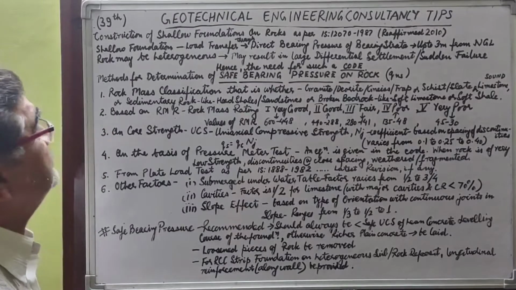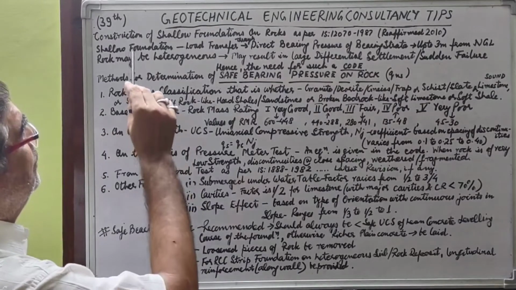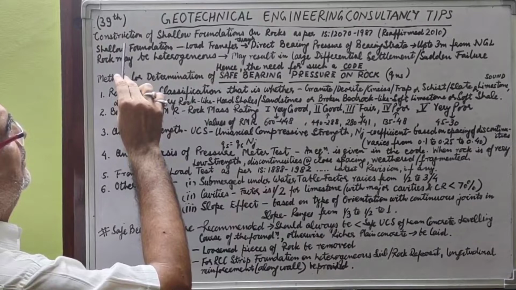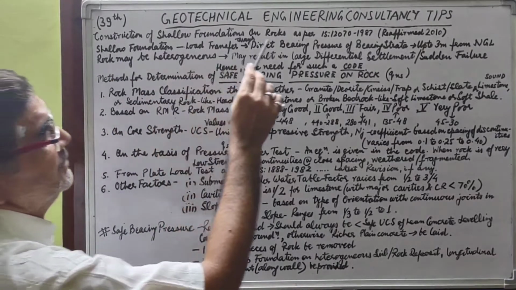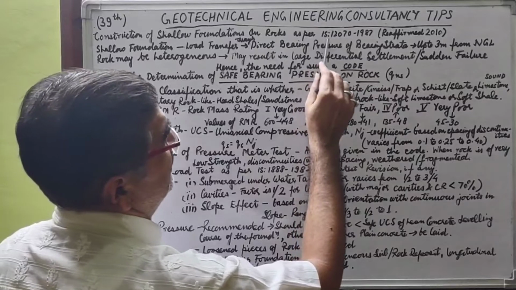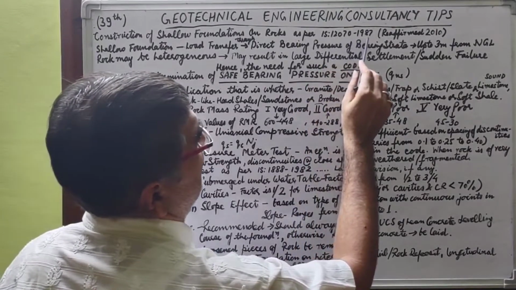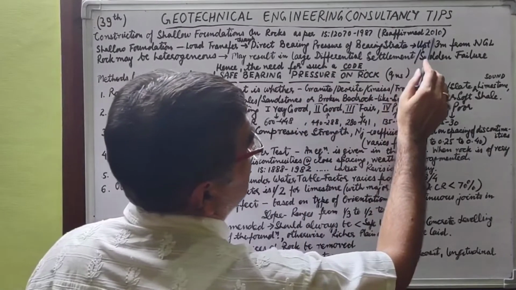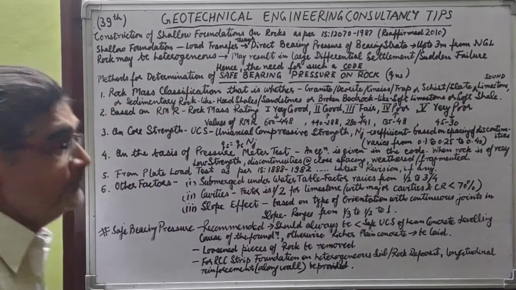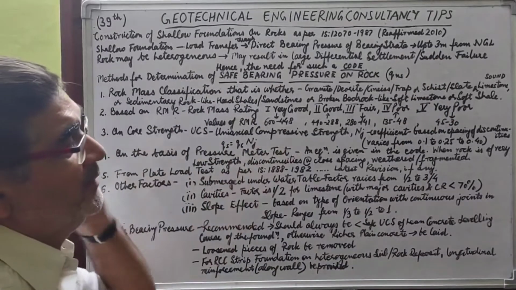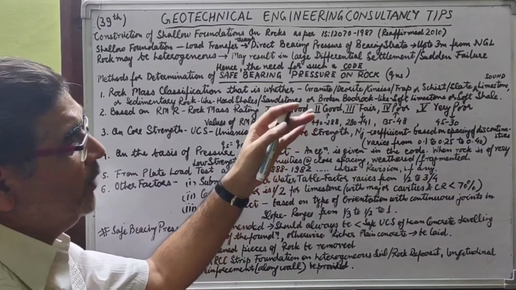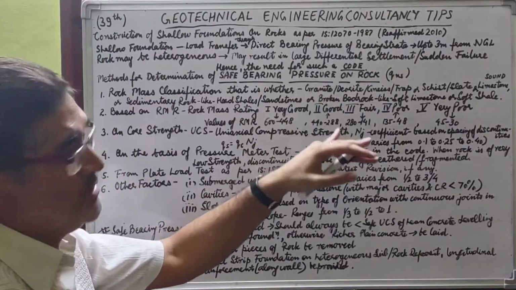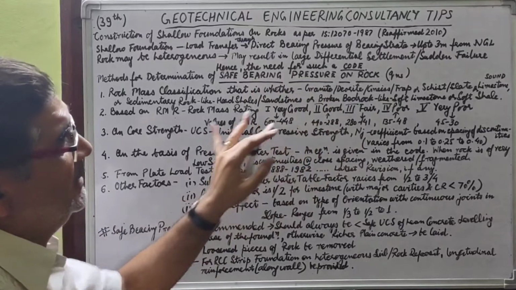So now, today I will be discussing the topic construction of shallow foundations on rocks as per Indian Standard Code IS 12070-1987, latest reaffirmed 2010. Maybe this code was reaffirmed afterwards, so there are not many changes, but I will be covering this.